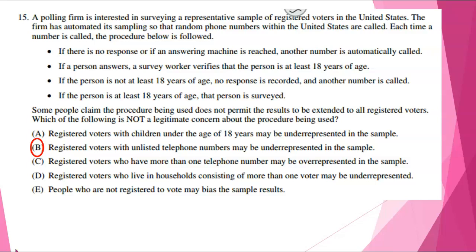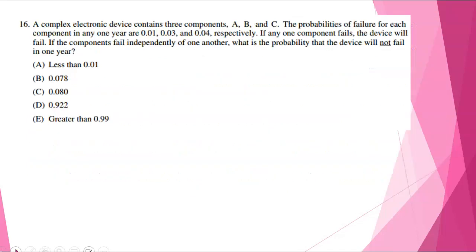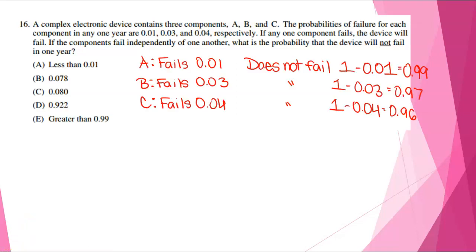All right, so question 16. A complex electronic device contains three components, A, B, and C. The probabilities of failure for each component in any 1 year are 0.01, 0.03, and 0.04 respectively. If any one component fails, the device will fail. If the components fail independently of one another, what is the probability that the device will not fail in 1 year?